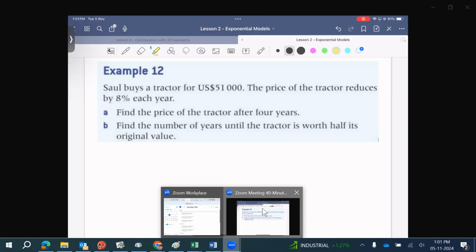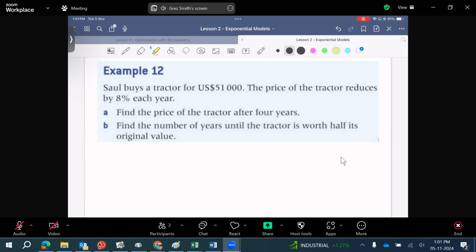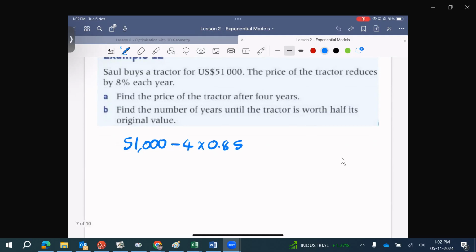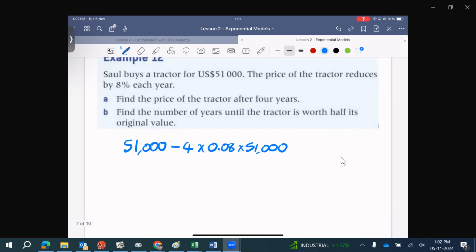So, we have the problem: Saul buys a tractor, and the tractor's value reduces by 8% each year. Why can I not do 51,000 minus 4 times 8% of 51,000? Each year it's going down, so the 8% is going to be of the new value, not of the original value.